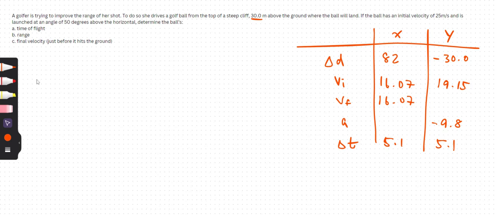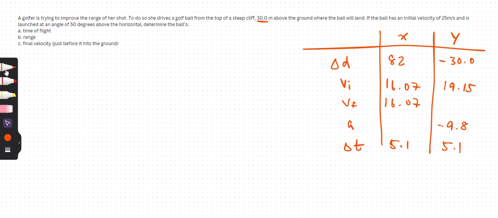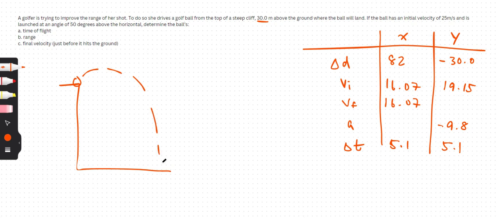The ball is initially starting here, and then it's going to go right here, and right before it hits the ground, it's going to have a pretty big final velocity since there's Earth's acceleration affecting it. And let's zoom in and see what it really looks like.